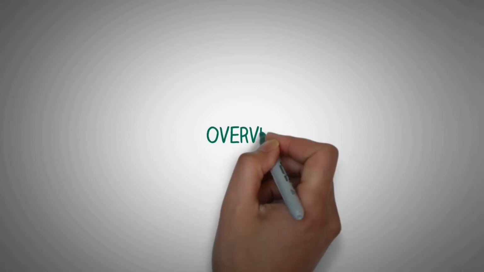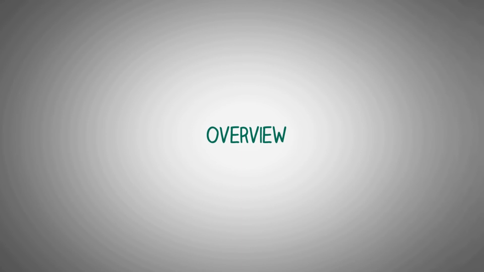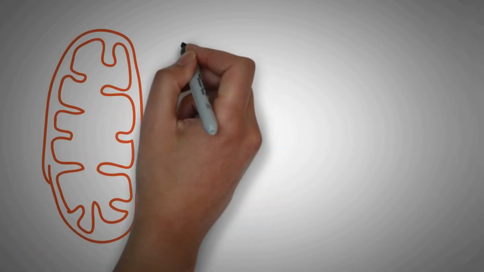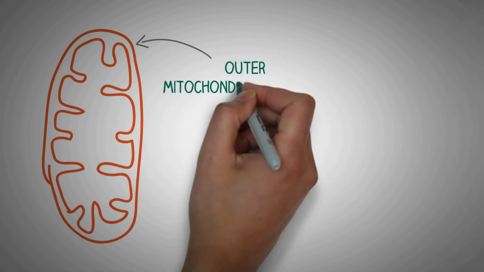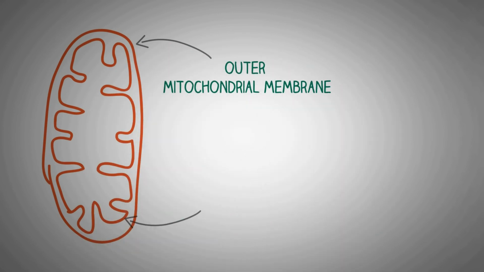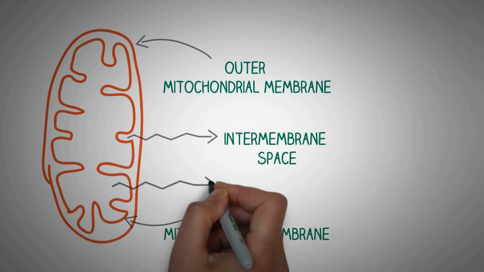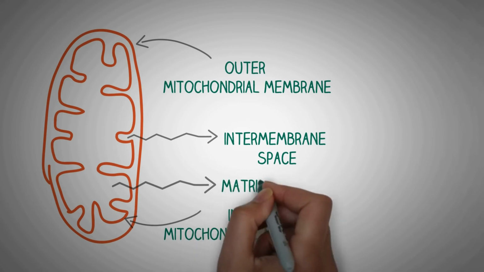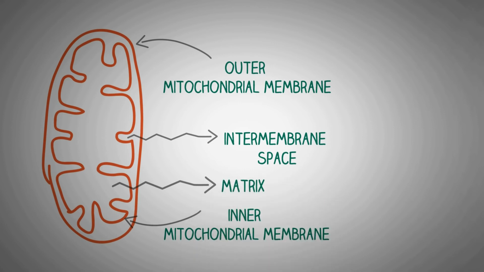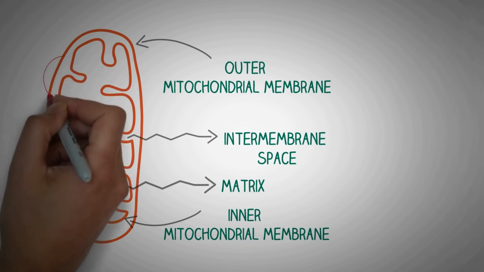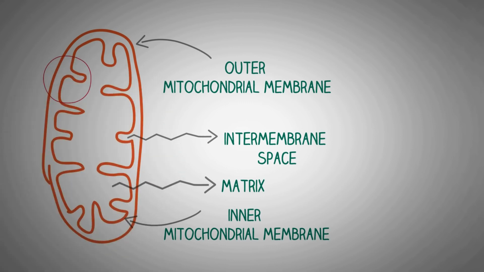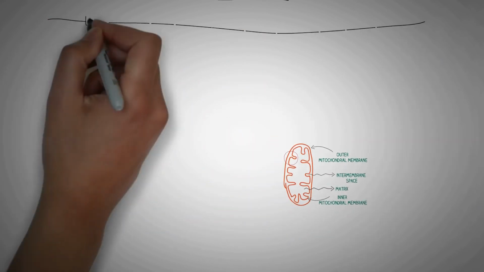Now let's talk about the overview of the electron transport chain first. The mitochondria has an outer mitochondrial membrane and an inner mitochondrial membrane. The space between these membranes is called the intermembrane space, and inside we have the matrix of the mitochondria. If we look at a close section of the membrane structure of the mitochondria, we can see the structure of the electron transport chain.